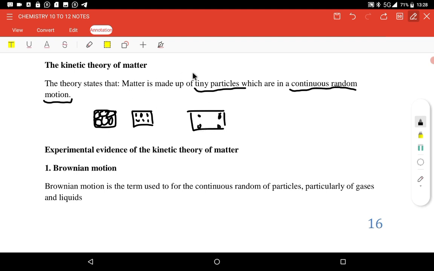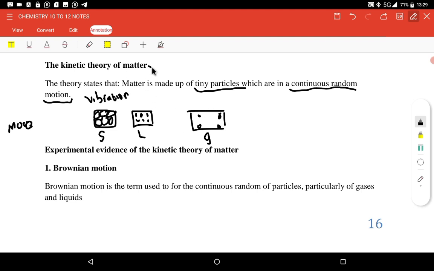So we know that matter is made up of tiny particles. This is a solid, this is a liquid, and this is a gas. These particles are in continuous random motion. Motion simply means they move. But in a solid, how do they move? The movement here is all due to vibration. In a liquid, they can move over short distances. Here in a gas, they are free to move randomly everywhere.